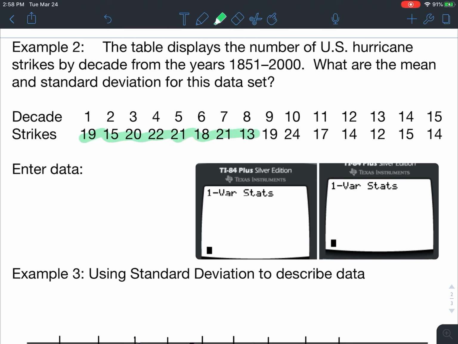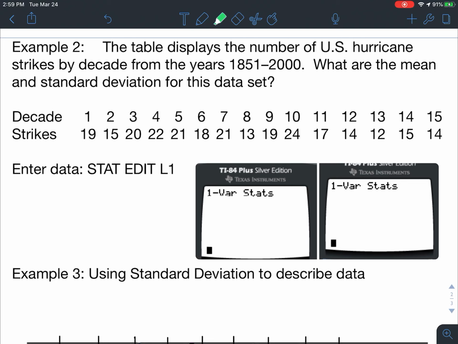And in this row here are the number of hurricane strikes. I don't know exactly what they mean by hurricane strikes, but whatever, it doesn't matter. So these are the number of hurricane strikes in each of these decades. So in 1851 to 1860, it looks like there were 19 hurricanes. Okay, and so on. So the first thing we're going to do here is we're going to enter our data just like we did in the last section. And you always enter data in stat edit. And we're going to put our data in L1.